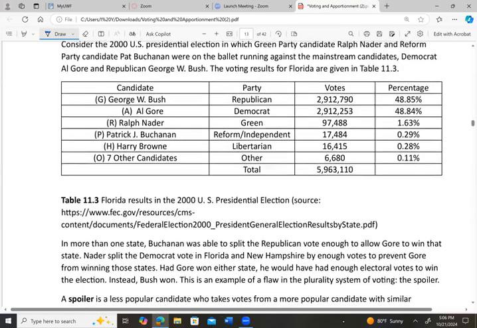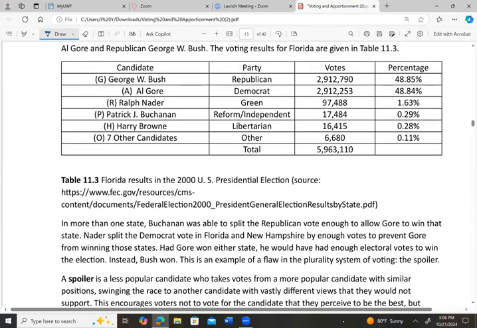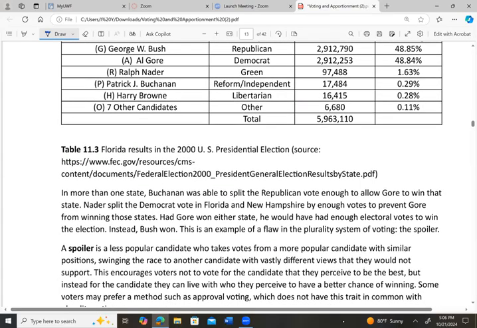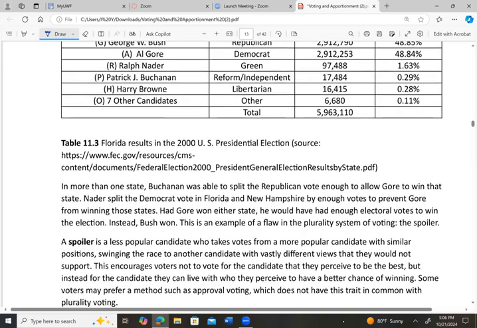So in more than one state, Buchanan was able to split the Republican vote enough to allow Gore to win that state. Nader split the Democrat vote in Florida and New Hampshire by enough votes to prevent Gore from winning those states. Had Gore won either state, he would have had enough electoral votes to win the election. Instead, Bush won. This is an example of a flaw in the plurality system of voting. The spoiler.